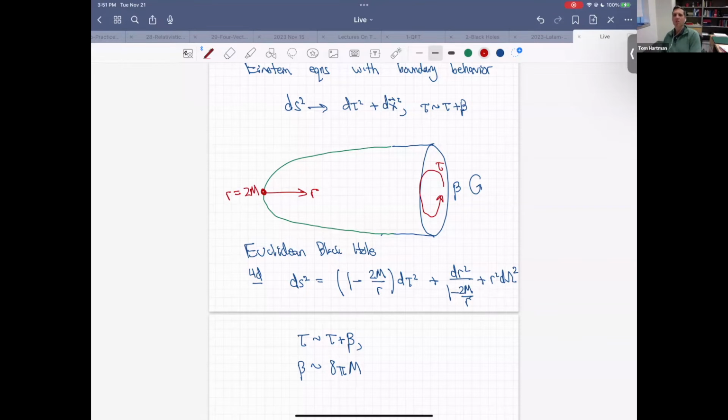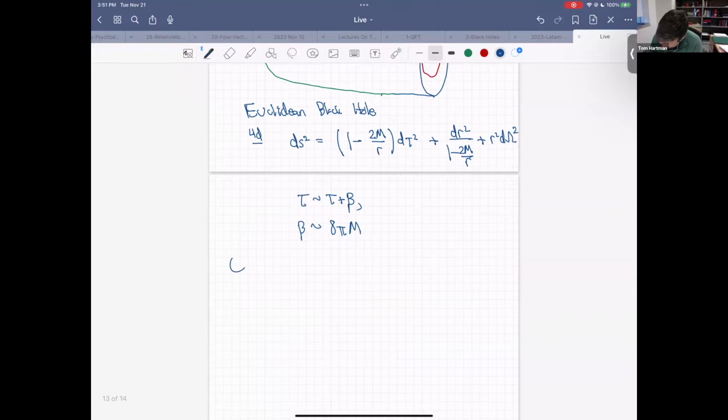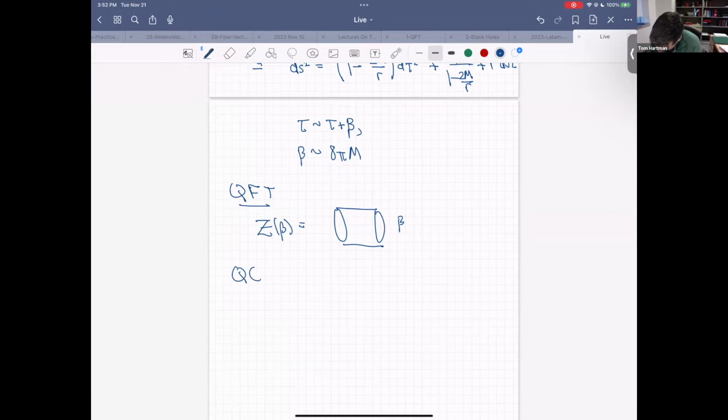Notice a big difference from what we found in quantum field theory. Let's recap the difference here. In QFT, we said Z of beta was the path integral on a cylinder of size beta, whereas in quantum gravity, Z of beta is a path integral with an asymptotic cylinder of size beta. But we need to solve the Einstein equations, and the Einstein equations have a solution that caps off at the horizon, r equals 2m.